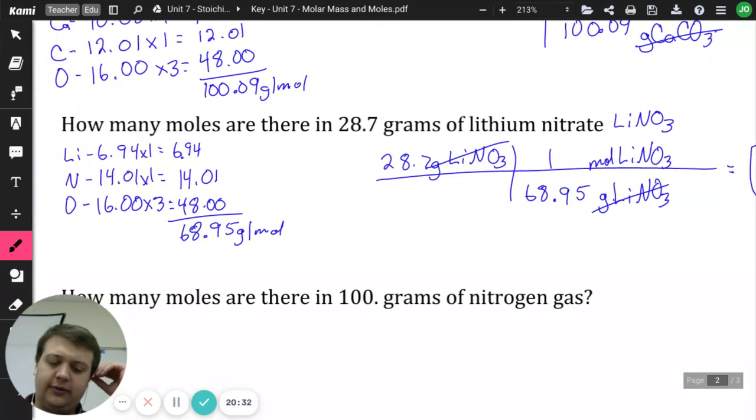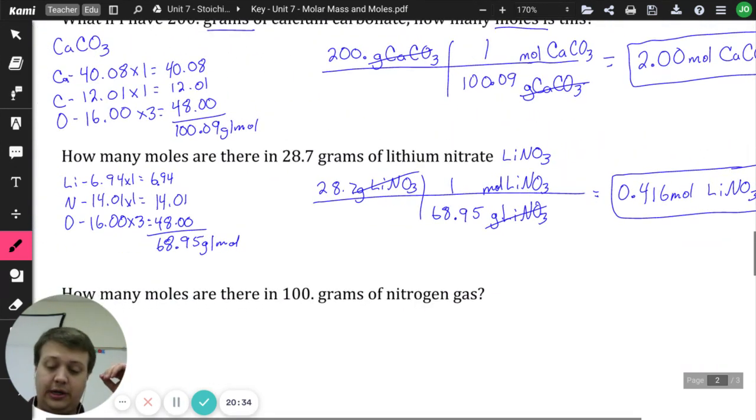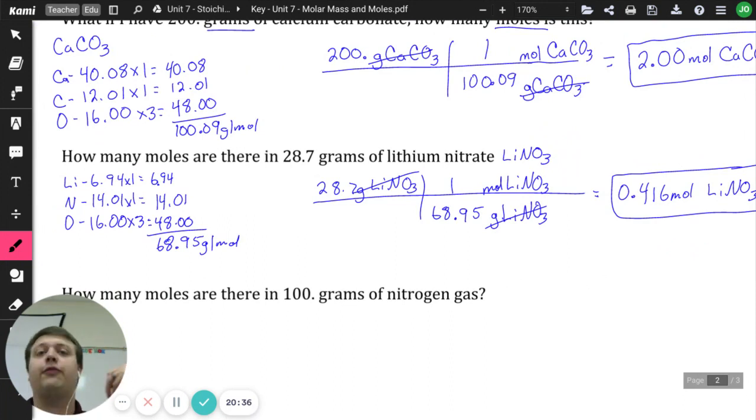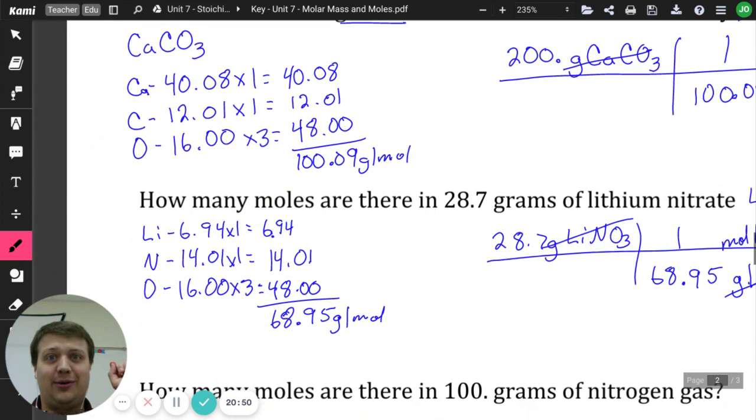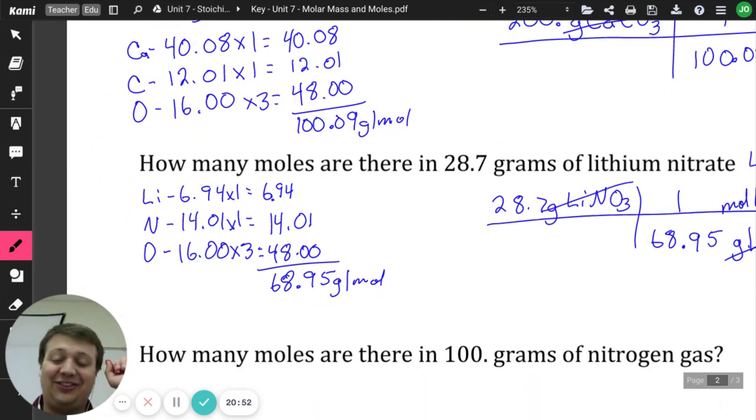All right, so let's take a look at this. First off, you needed to solve for the formula for lithium nitrate, which is LiNO3. We do have mass there, so you are going to need your molar mass, which I solved for over here on the left. So I have 6.94 times 1 is 6.94, 14.01, there's one of those, and then 16 times 3 is 48. We add all those together and we get 68.95 grams per mole.